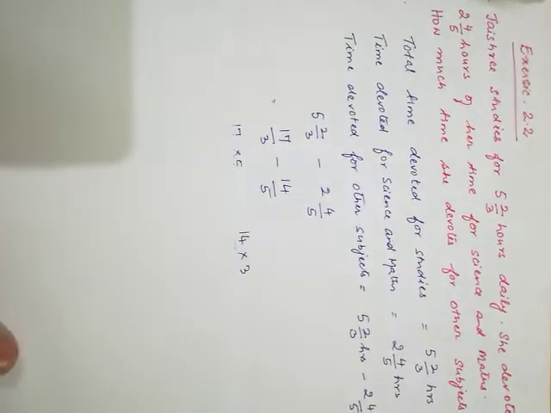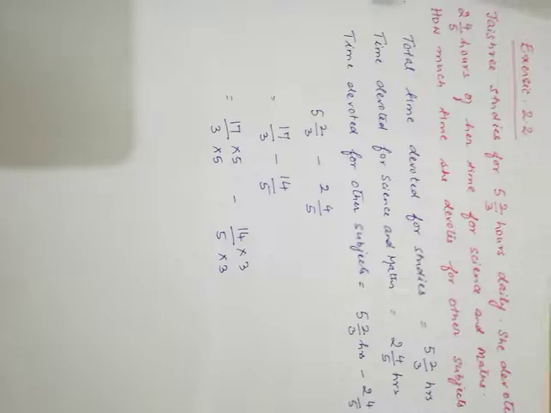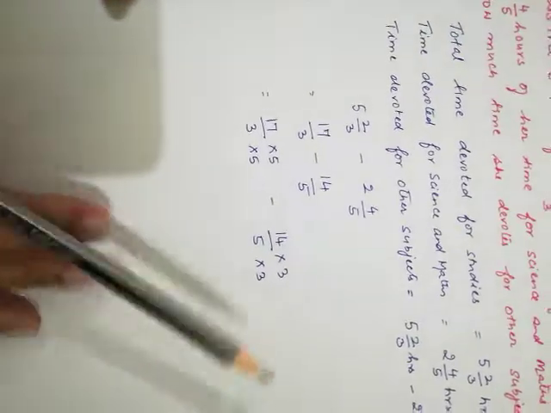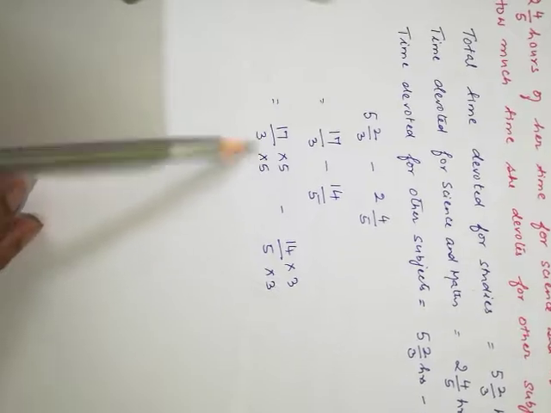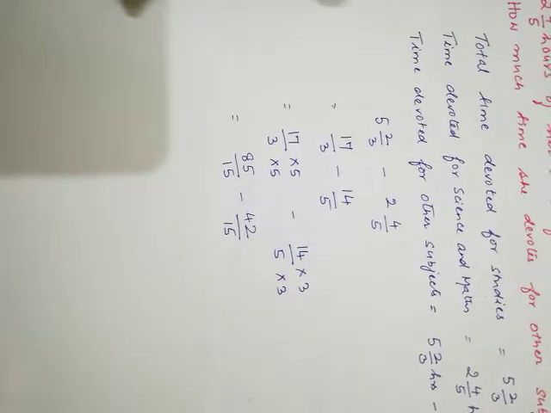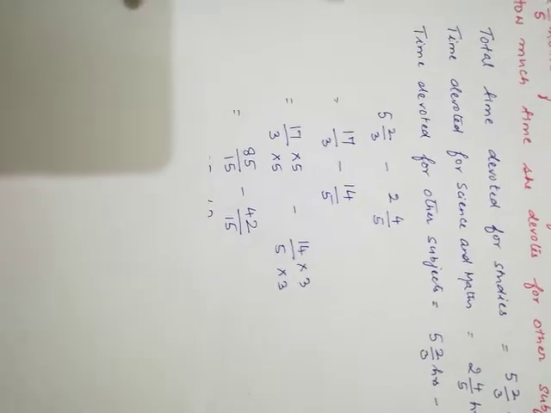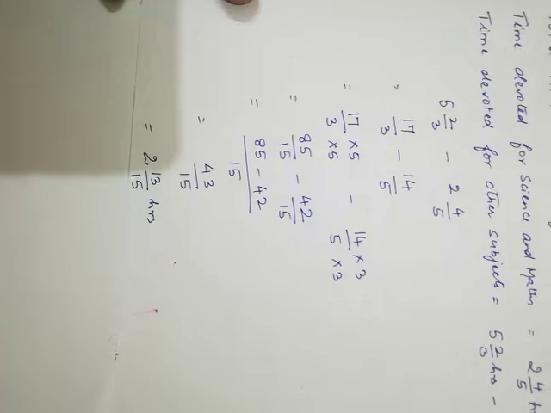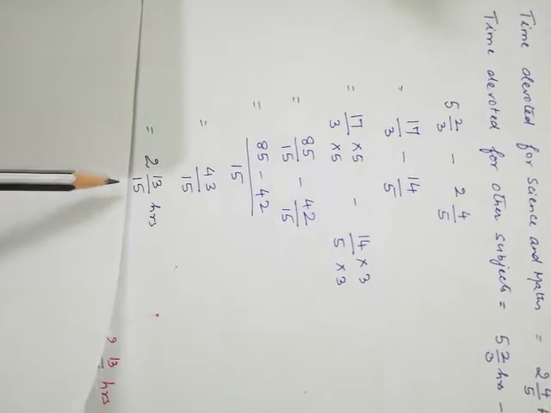The LCM of 3 and 5 is 15. Directly you can write it because 3 and 5 are prime numbers, so the product of them will be the LCM. 3 into 5 is 15. So we'll make equivalent fractions: 25/15 and 12/15. You get it as 13/15.